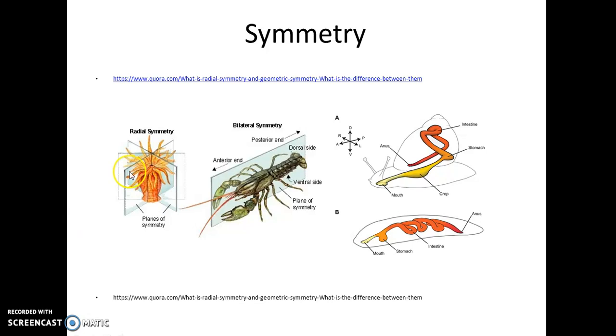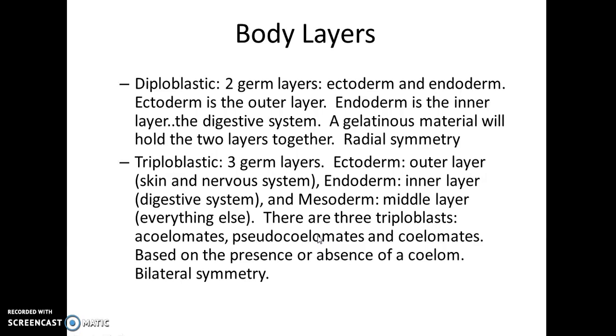So we have radial symmetry here. This is a sea anemone. Yep, so it's a central axis. Bilateral, you cut down the middle, same on both sides there. And this right here, I'll give you a hint, is the asymmetrical animal. That's it right there. So, body layers.